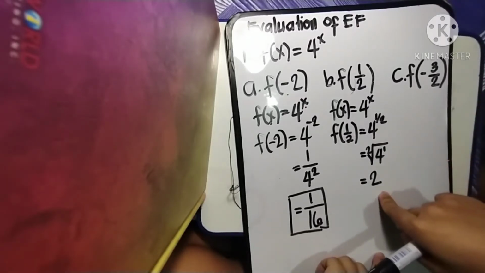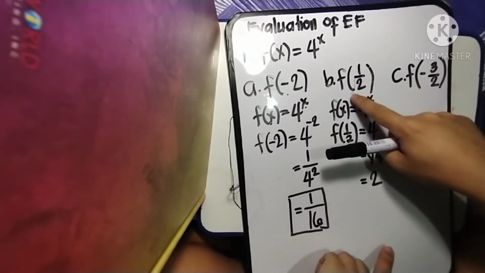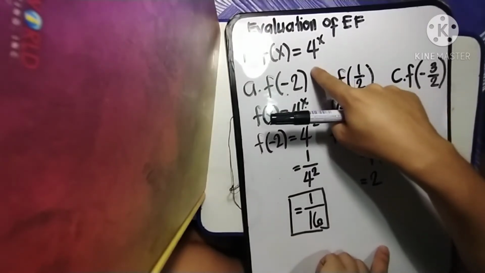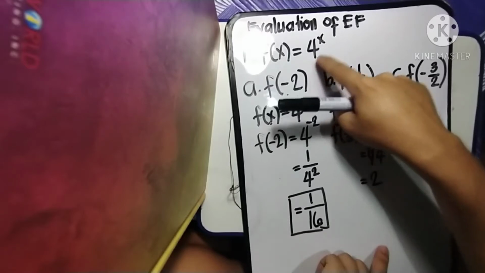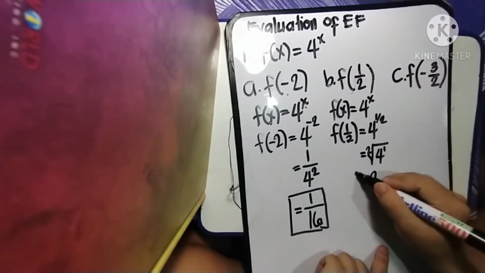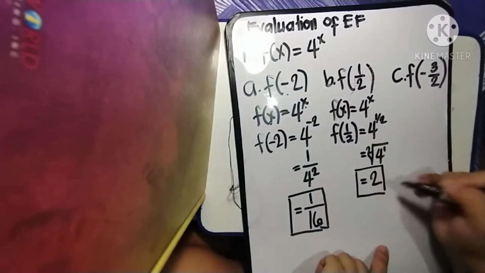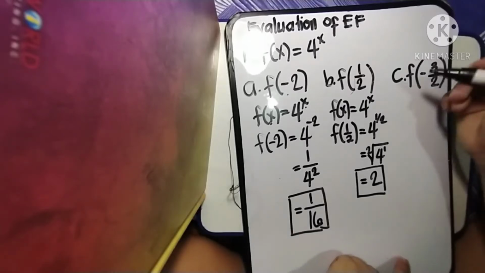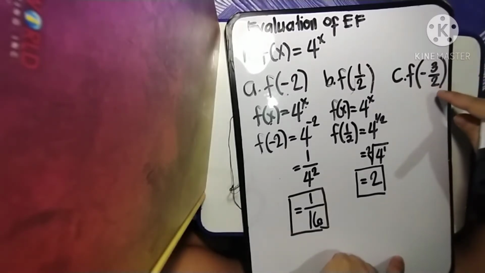So therefore, if x is equal to 1/2, then the value of the function f of x is equal to positive 2. Now, how about if the value of x is equal to negative 3 halves?